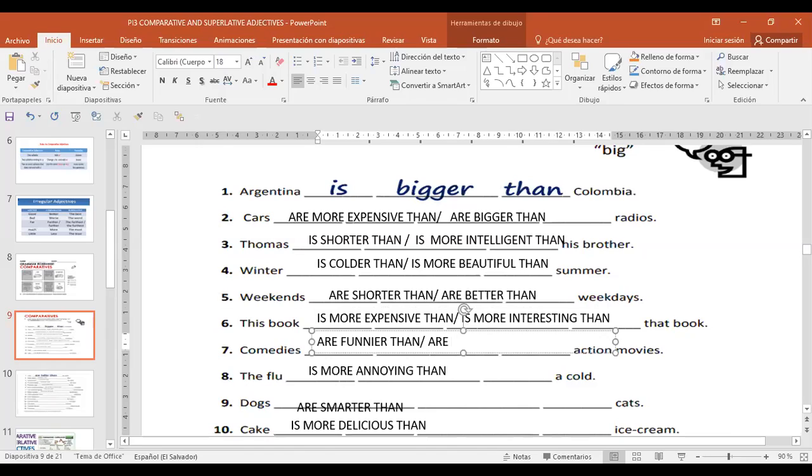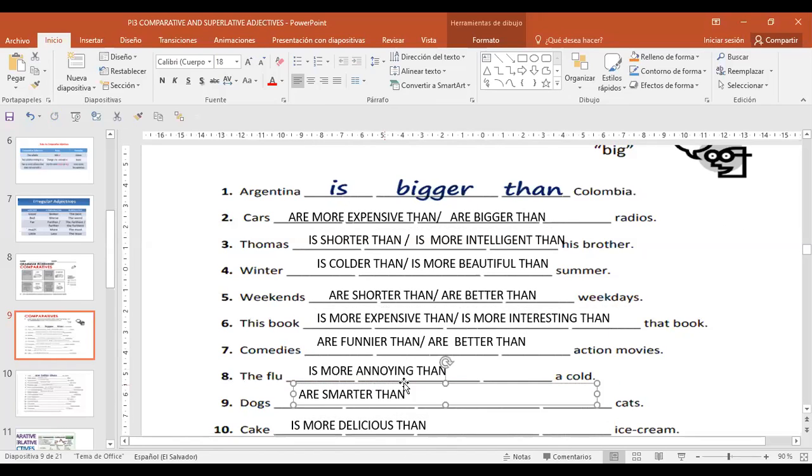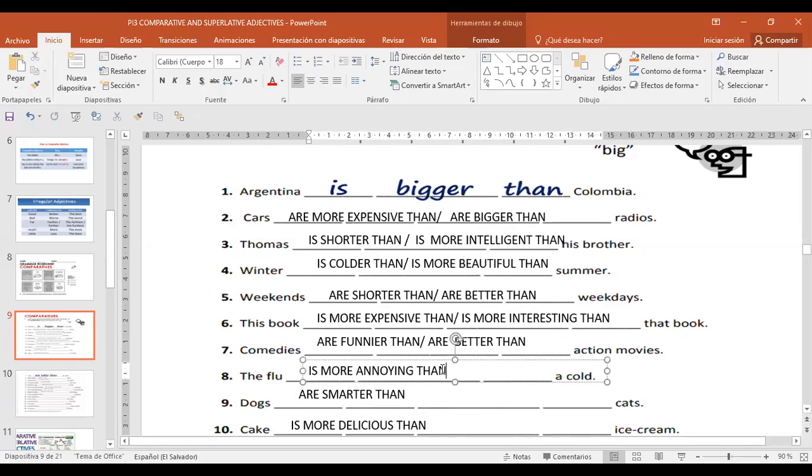Comedies are better than action movies. Excellent, thank you. Okay, let's see this one. The flu is more annoying than a cold. Es como la gripe molesta más que un resfriado, ¿verdad?